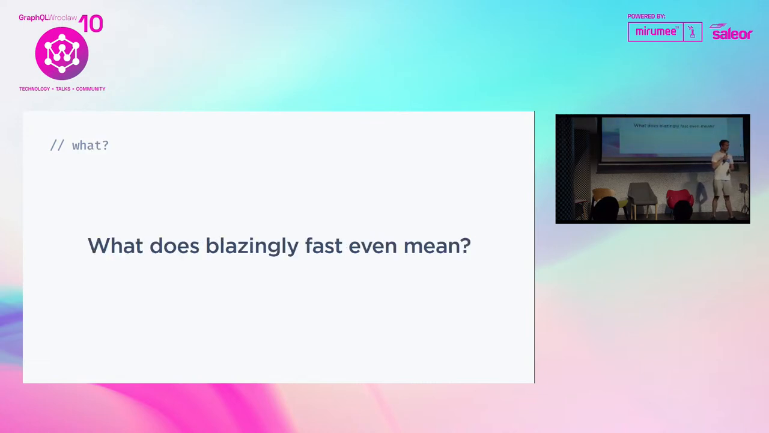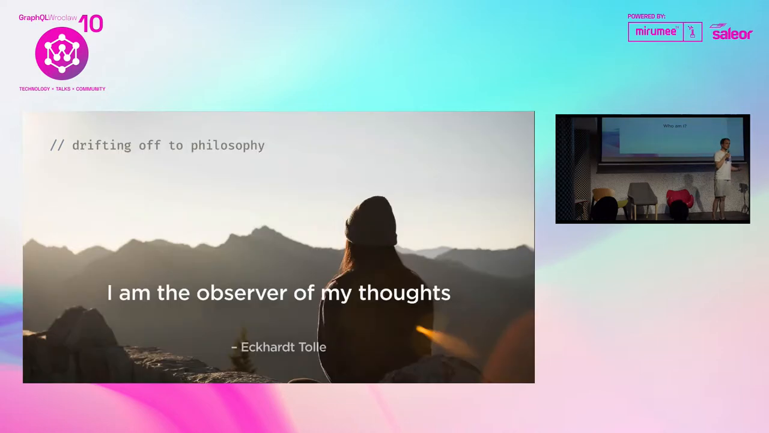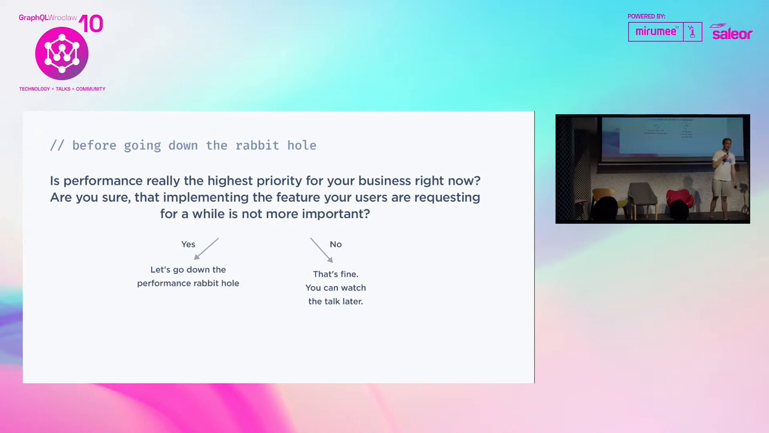Perfect. So what does it even mean to say blazingly fast? For that, we should first define the use case. For whom do we want to make it blazingly fast? Am I a user of a web app, maybe a user of a mobile app, or am I a build script? Who am I? If we ask Eckhart Tolle, you would say, I'm the observer of my thoughts. But that's not very helpful in this context.